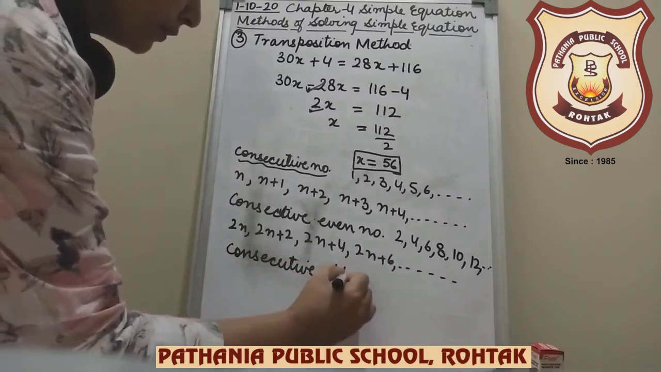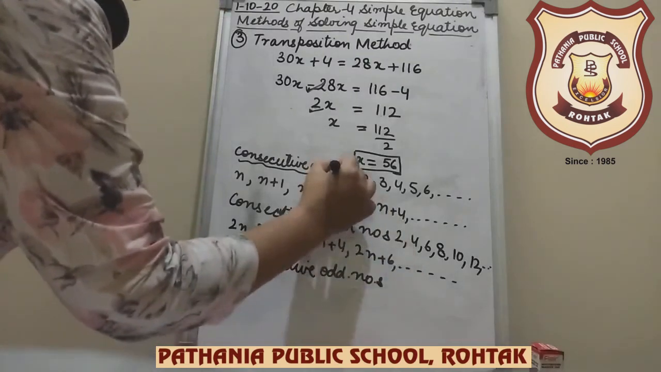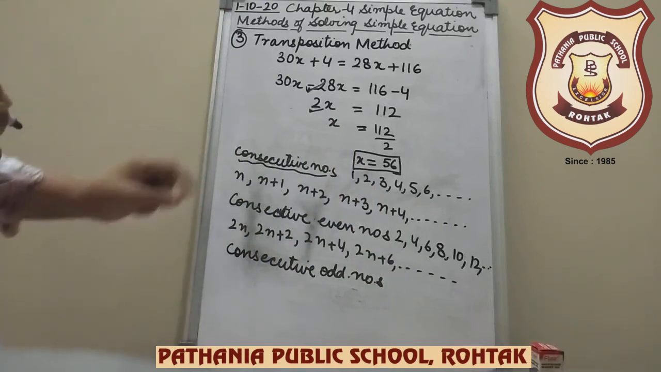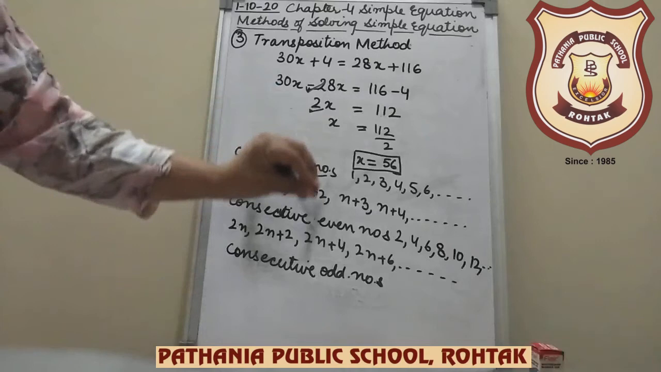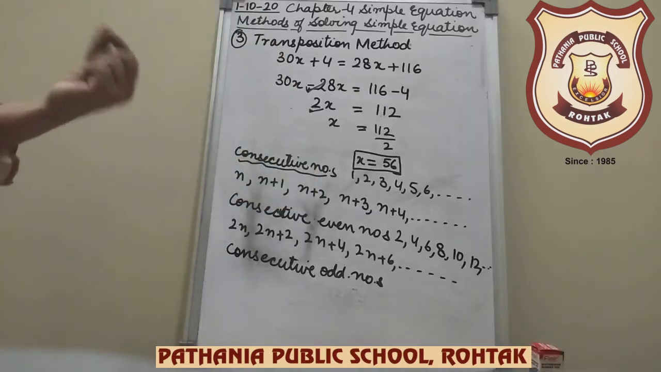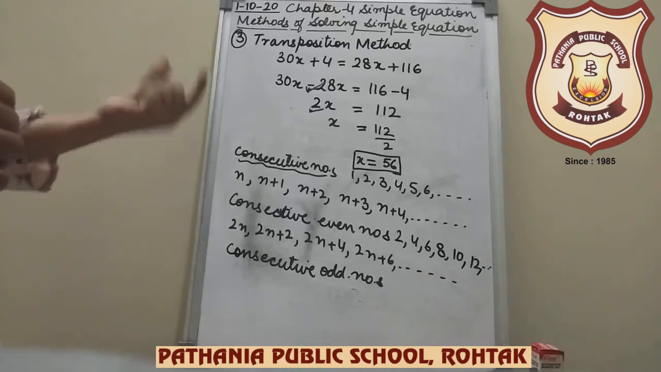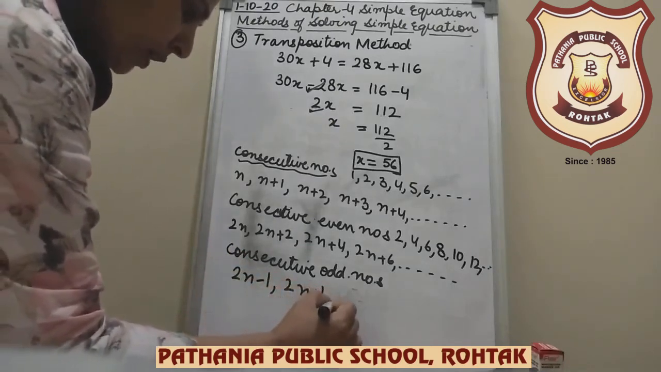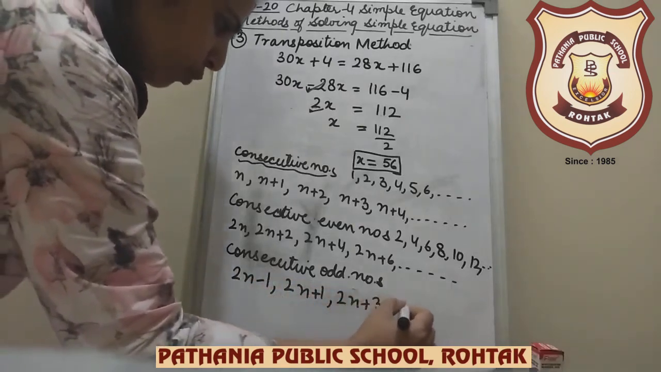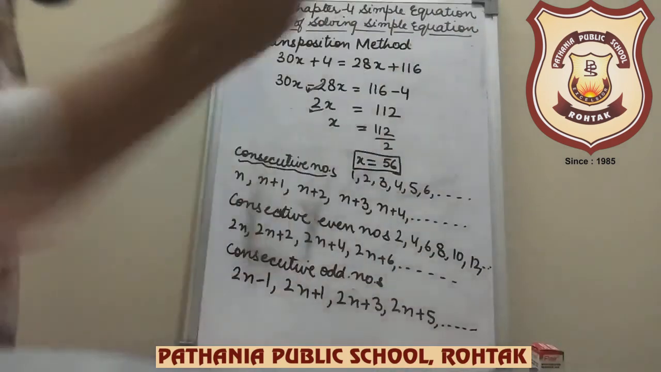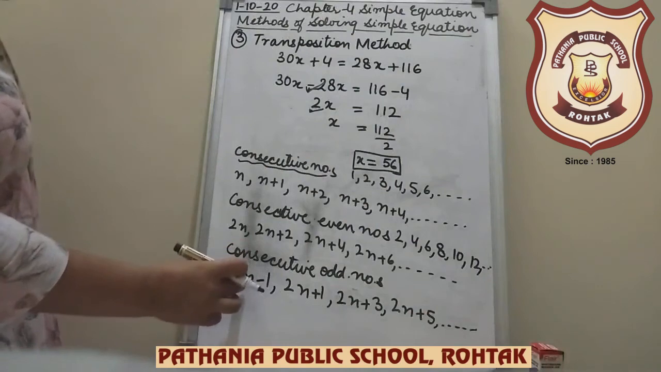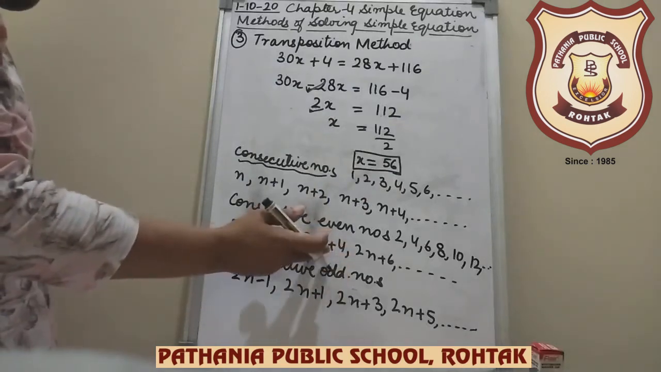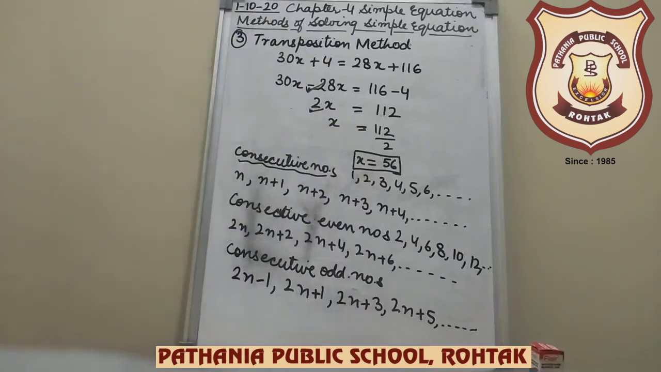Now then consecutive odd numbers. Why I am telling you all these? So that you will write all of the 3 series in your notebook, so that whenever you have to assume, you should straight away write these. Don't think about how to assume what numbers are going to be consecutive, even, odd, or simple consecutive series. So 2n minus 1, 2n plus 1, 2n plus 3, 2n plus 5, and the series will keep on going. And you can check by putting any value for n, you will get the consecutive numbers. For odd series you will get the odd, for even you will get the even, and for simple consecutive numbers you will get that.